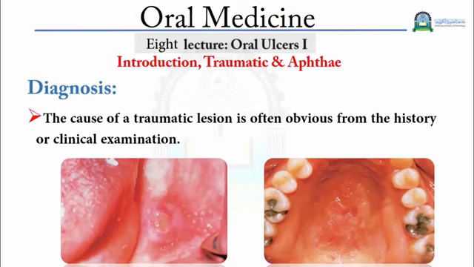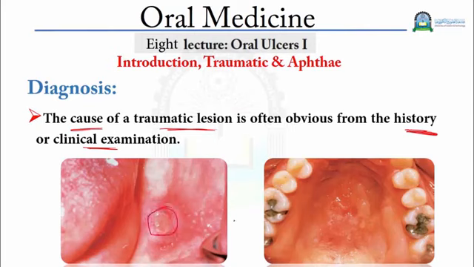How do we diagnose the traumatic ulcer from all these differential diagnoses and all these similarities? The cause of the traumatic lesion. The cause is the key for the diagnosis of traumatic ulceration. So the history and clinical examination are very important to exclude all other differential similarities.